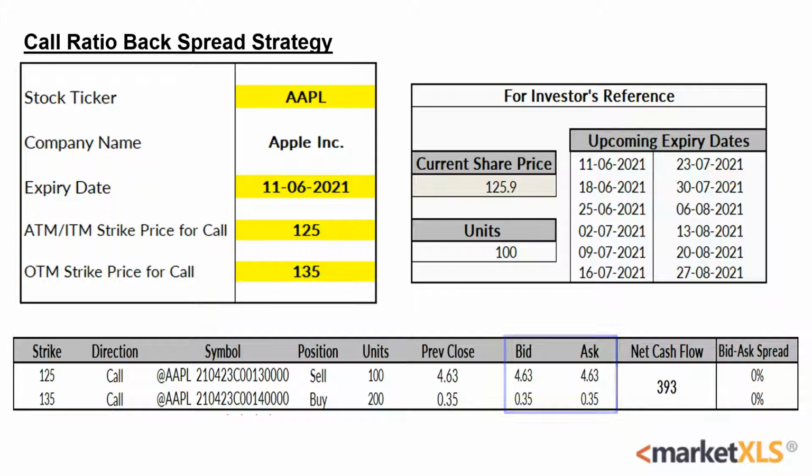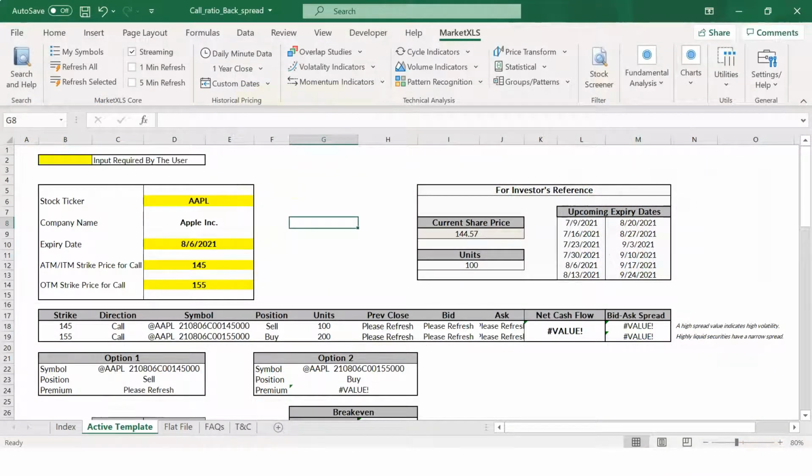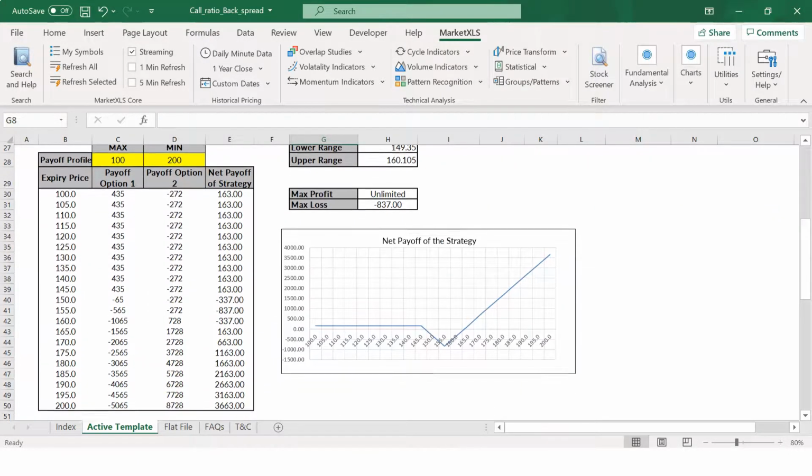Below in the table, you can also see what option contracts we have bought and sold and their respective bid and ask prices. The net cash inflow turns out to be $393. We've built the net credit strategy and received $393 upfront to enter into the trade, which is reflected in the net cash flow section. MarketXLS has many templates just like the call ratio backspread one you see here, and it refreshes all the data when you click on Refresh All.